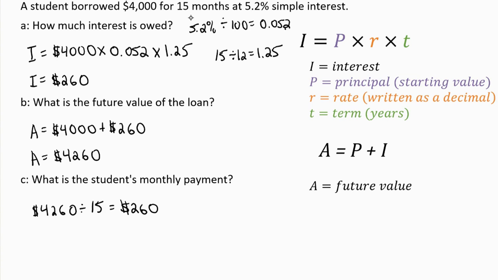So to recap, a student needed 4,000. He had 15 months to pay it back at a rate of 5.2%. So the cost for that loan was $260. That's what he was charged to borrow that money. Well, then if you add that with how much he borrowed, that was $4,260. That's the total value of the loan. And then if you divide that up by the number of months he has to pay that back, he has to pay $260 each month.